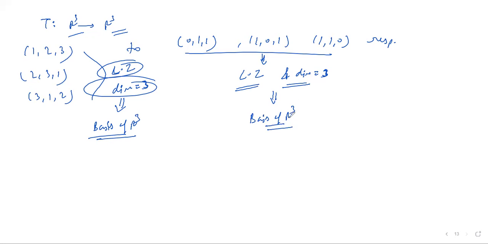Okay, so from this we got that the domain and codomain space of T are of the same dimension. This is of dimension 3 and this is also of dimension 3. So this transformation T is an isomorphism. Okay, I think you got it. And now there is an important result.